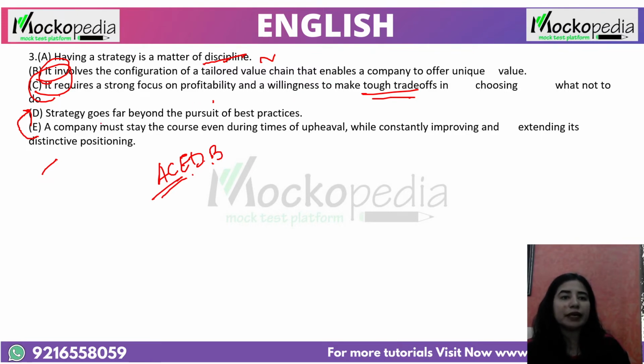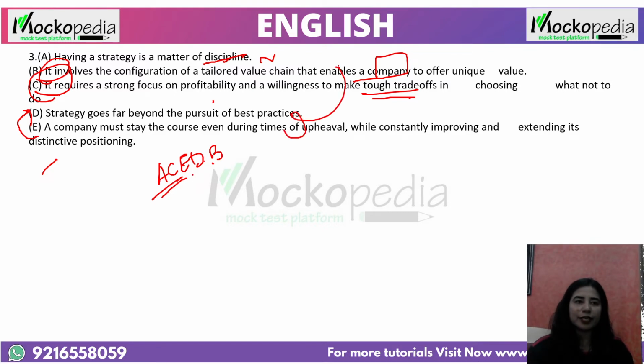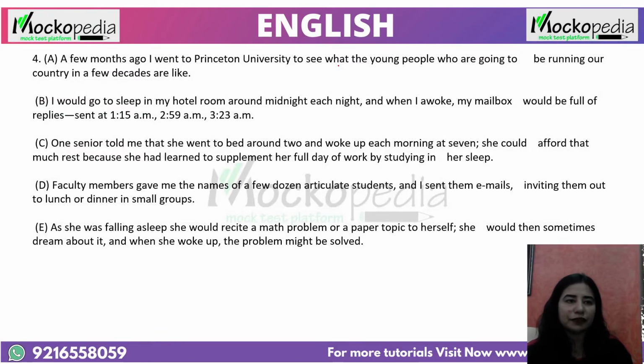Then we talked about the company must stay the course even during the time of upheavals. So of course we'll talk about company scenario, because further it is saying that strategy goes beyond the pursuit of best practices, and how it goes, that's the statement explaining. It involves a configuration of tailored value chain that enables a company to offer unique value. So we had to connect company, and the best way could have been with E, then D, and then B. Right? So let's move to the next question. Please try this and then we are going to discuss. I'll give you a minute to solve.